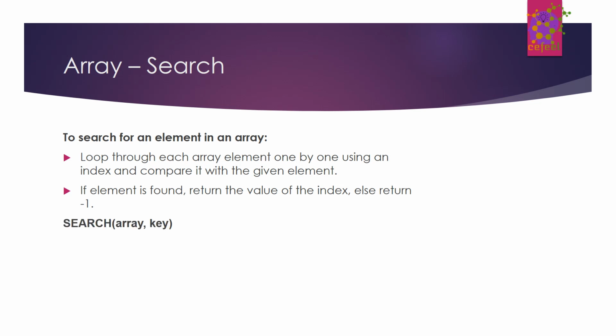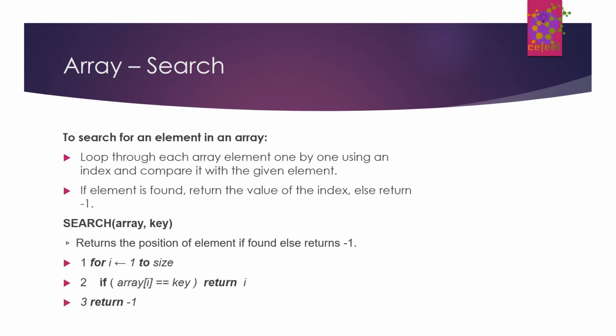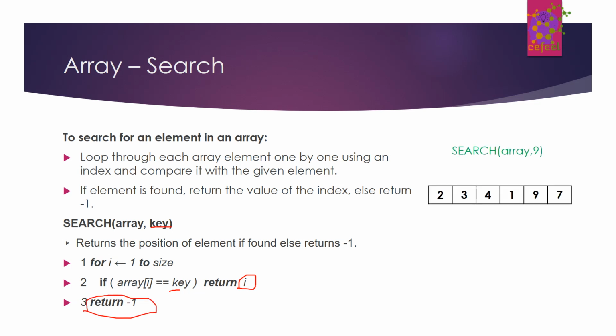So the algorithm looks very simple. In fact, we just loop through, start from i equals 1 to size, and we check if array[i] equals key. Now key is the element we are given which we want to search. Now if we find it, then we just return the index of the array, which means saying the element was found at location i. If not, which means if we have exhausted the entire array by searching and we didn't find anything, at the end in step 3 we just return -1.